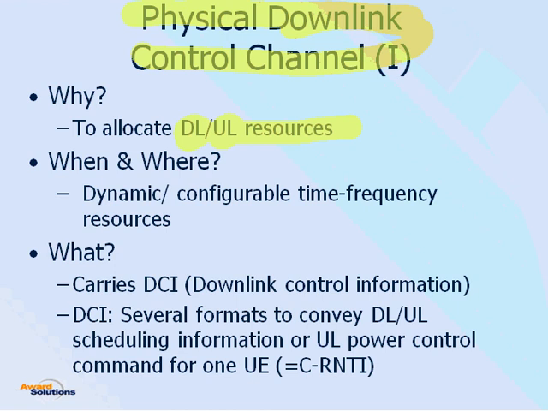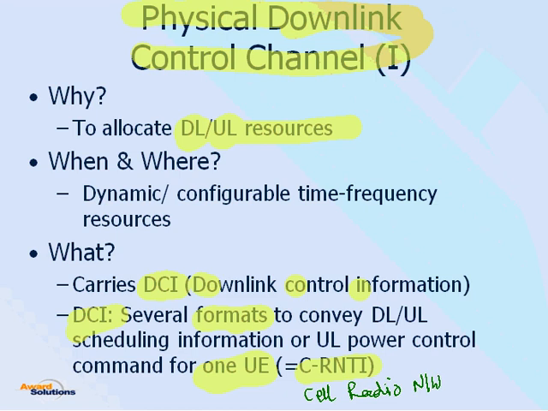The resources are specified in the so-called unit of downlink control information. There are several formats of so-called DCI, and the allocation is specified for a UE based on the identity of the UE, C-RNTI, Cell Radio Network Temporary ID.